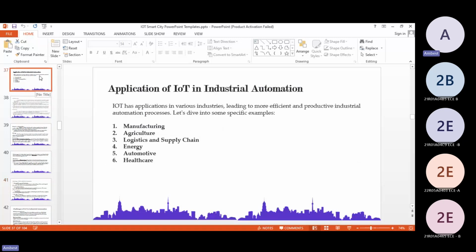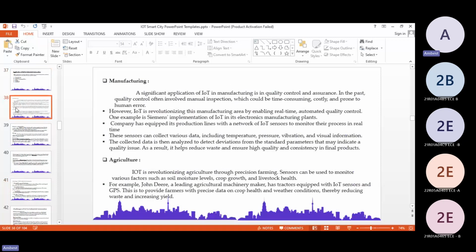Okay. Now let's see today the applications of IoT in industrial automation. There are several sectors: manufacturing, agriculture, logistics and supply chain, energy, automotive, healthcare, and so on. Coming to manufacturing, how IoT helps there: a significant application of IoT in manufacturing is in quality control and assurance.